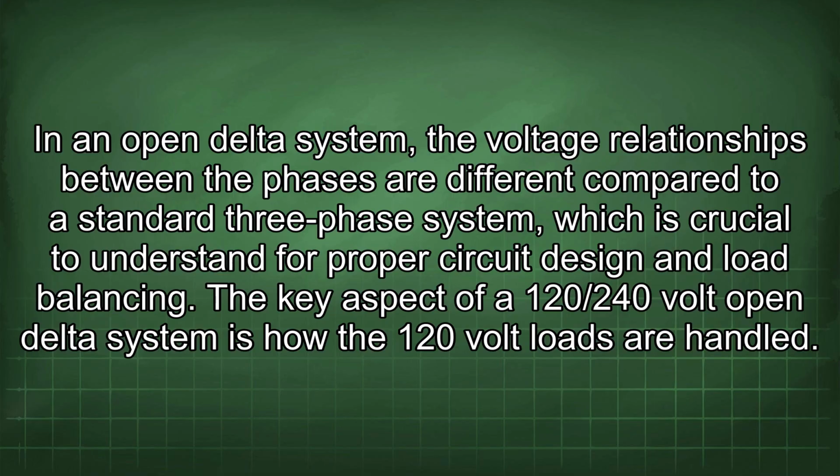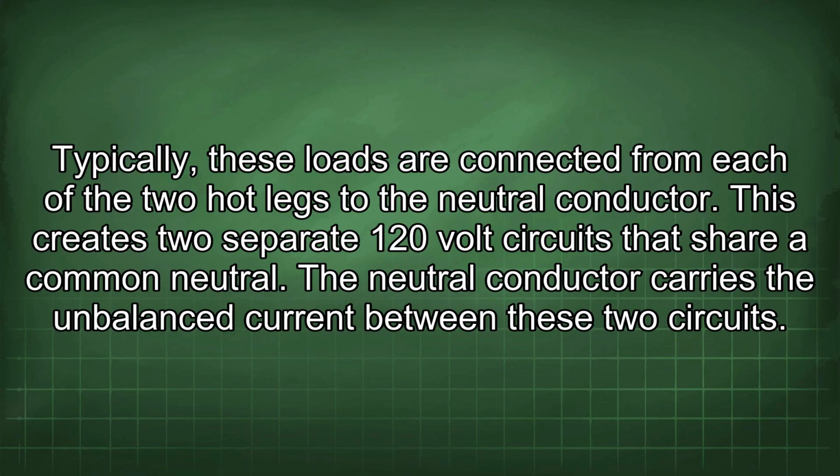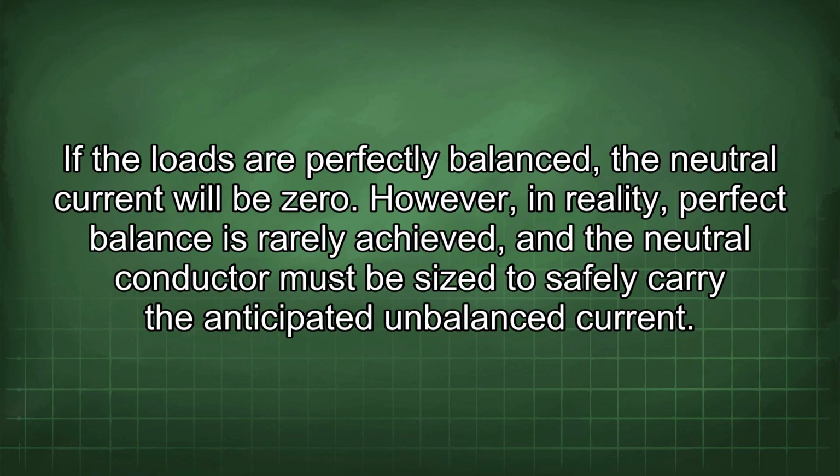The key aspect of a 120/240 volt open delta system is how the 120 volt loads are handled. Typically, these loads are connected from each of the two hot legs to the neutral conductor. This creates two separate 120 volt circuits that share a common neutral. The neutral conductor carries the unbalanced current between these two circuits. If the loads are perfectly balanced, the neutral current will be zero.